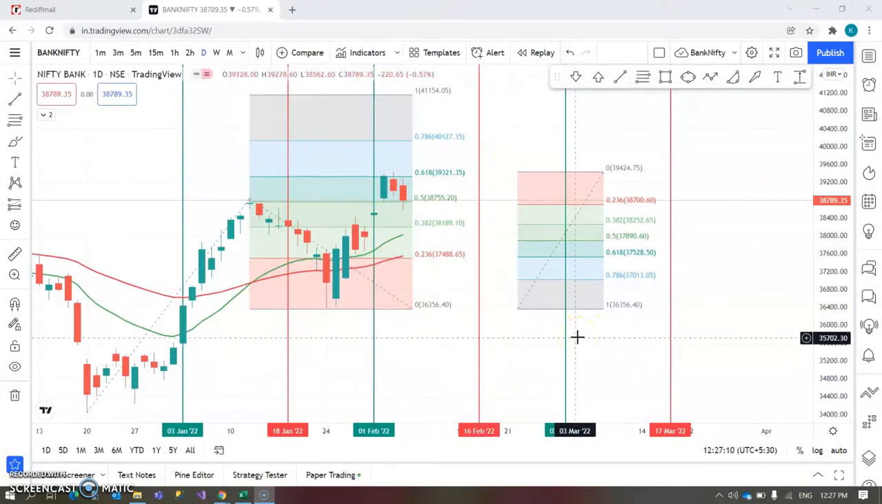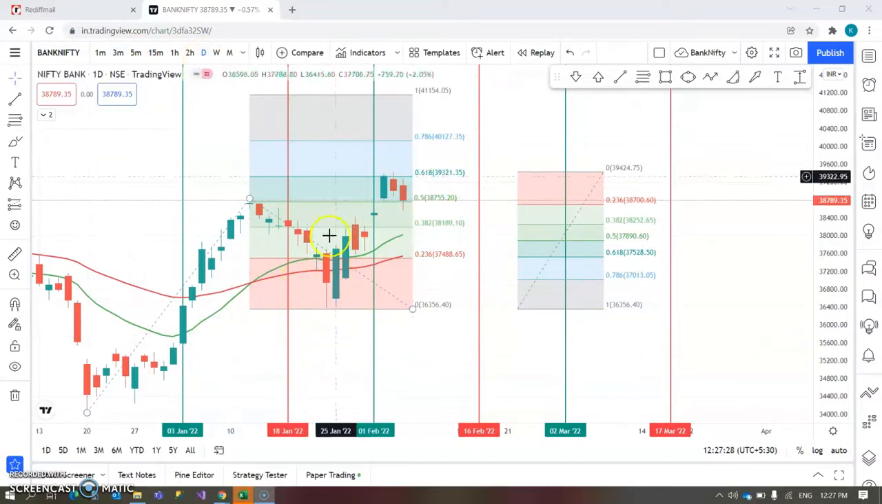So I don't have anything for the post-market analysis, but let us see the analysis for tomorrow from different perspectives and different time frames. So let us start the analysis. This is a Bank Nifty spot chart and this is a daily time frame.